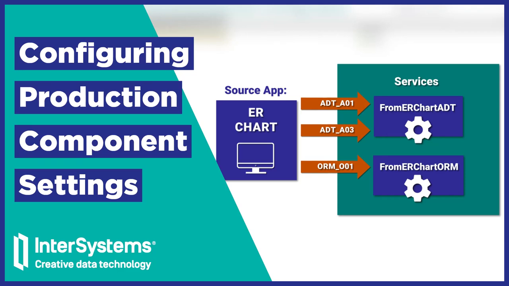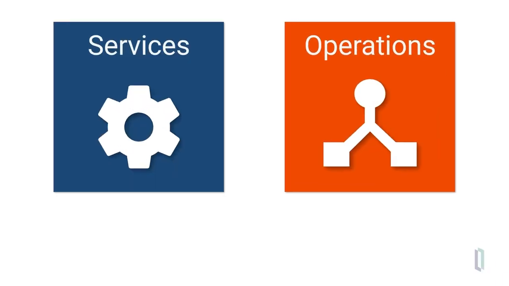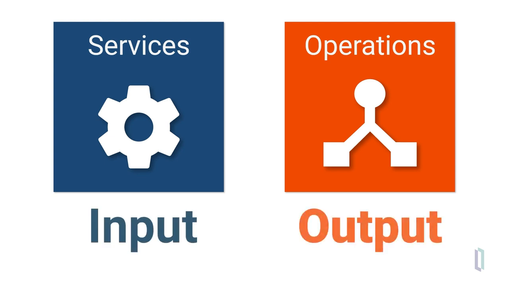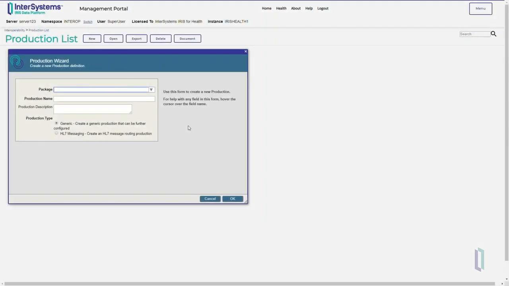In this video, we will walk through the steps for configuring the business components that consume HL7 messages. We'll focus on two components, business services and business operations, as they handle the input and output data respectively. Suppose we want an integration solution to be able to pick up HL7 messages from the hospital's registration department application, consume them, and then send them to the labs.